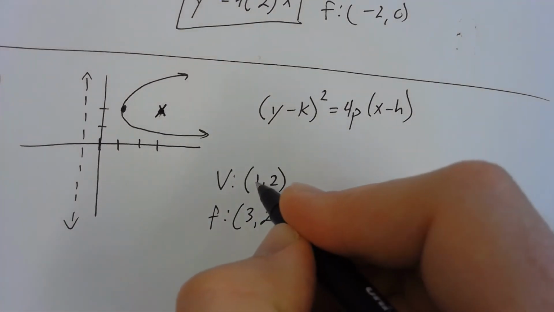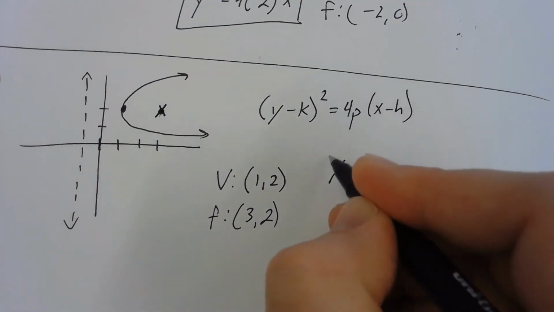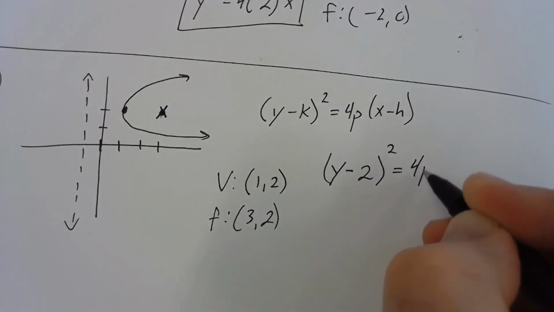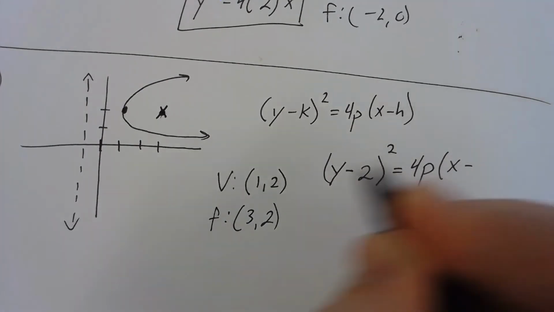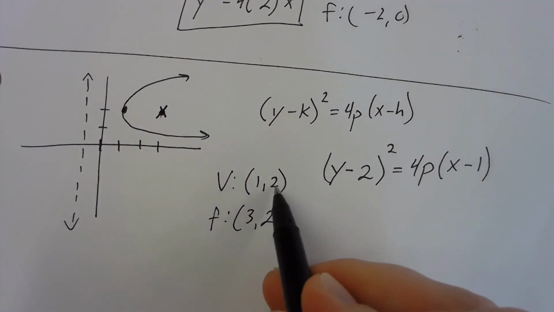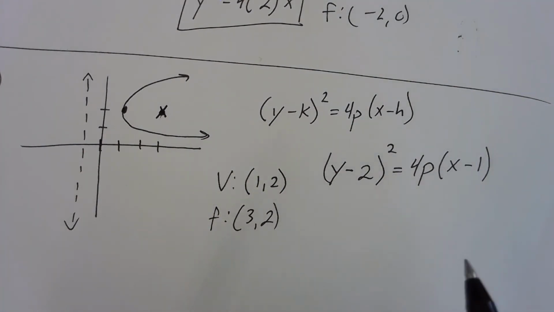So in this case, my h is 1, so I'm going to have (y minus my k value 2) squared equals 4. I'm going to go ahead and leave p as p for now. (x minus my x value 1). Now, if this was negative here, then this would be positive. If this was negative here, then this right here would be positive. Again, because you're plugging in the value as it is, not absolutely.